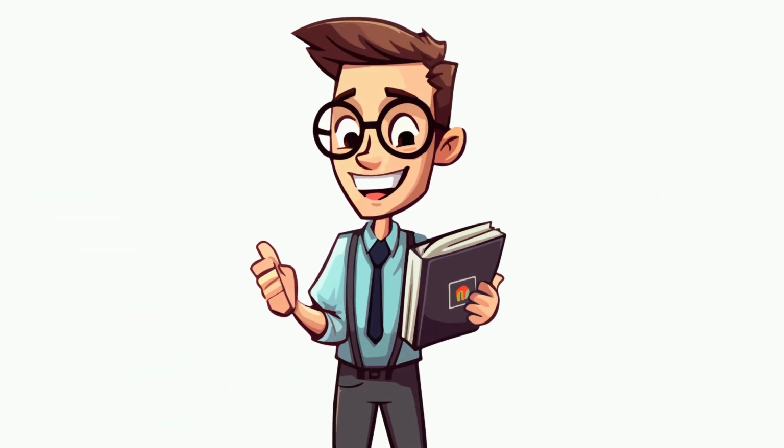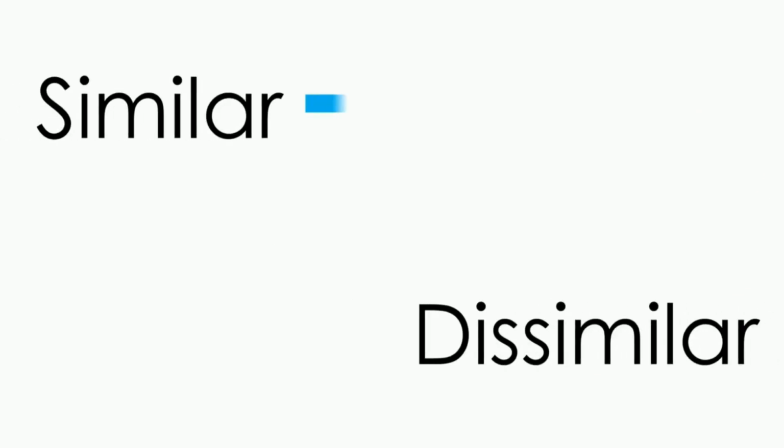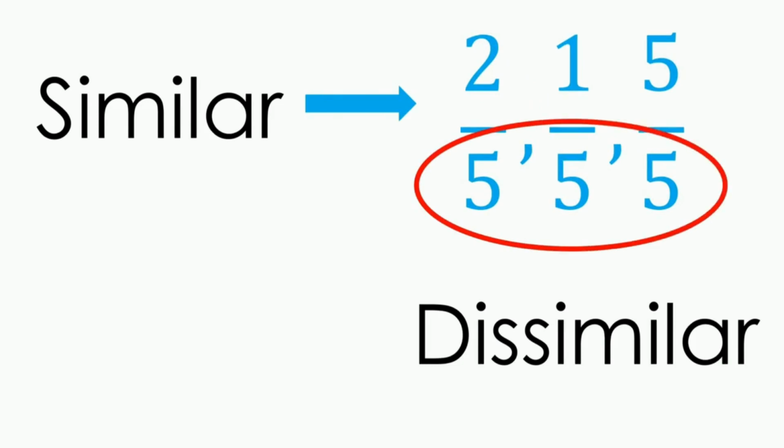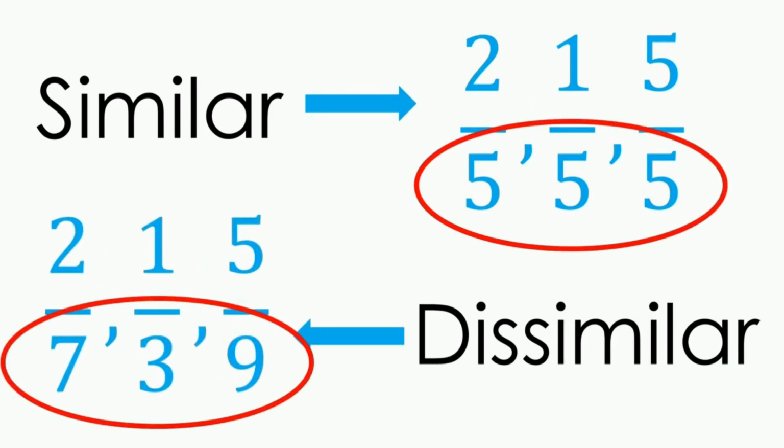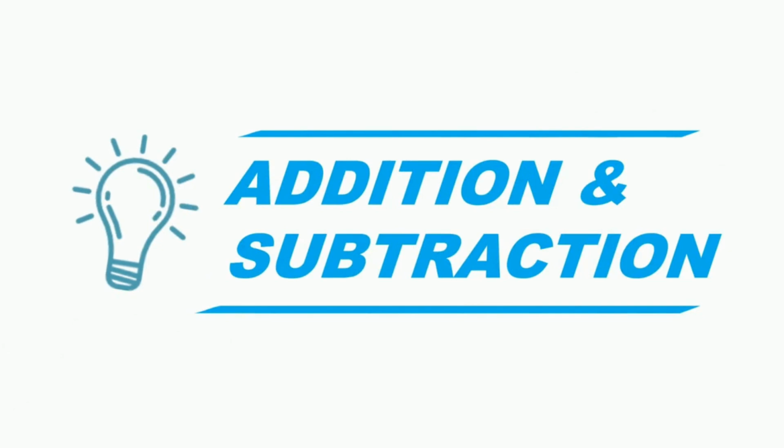A fraction can be classified as similar and dissimilar fraction. We say that fractions are similar if they have the same denominator. And we say fractions are dissimilar if they have different denominators. And in this video, we will focus on similar fractions. Now let's start adding and subtracting similar fractions.